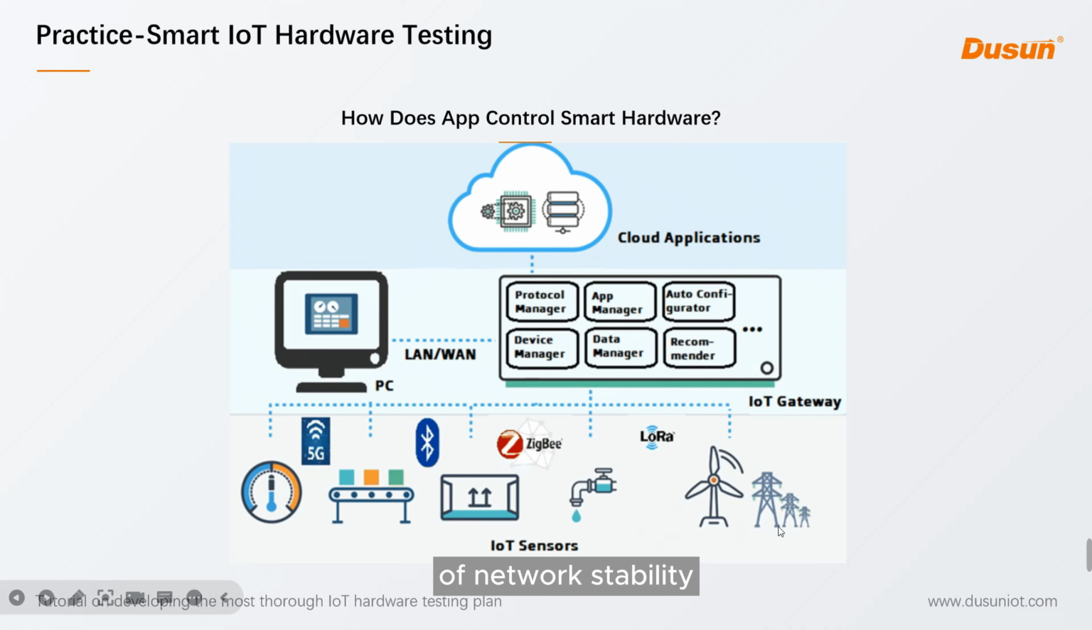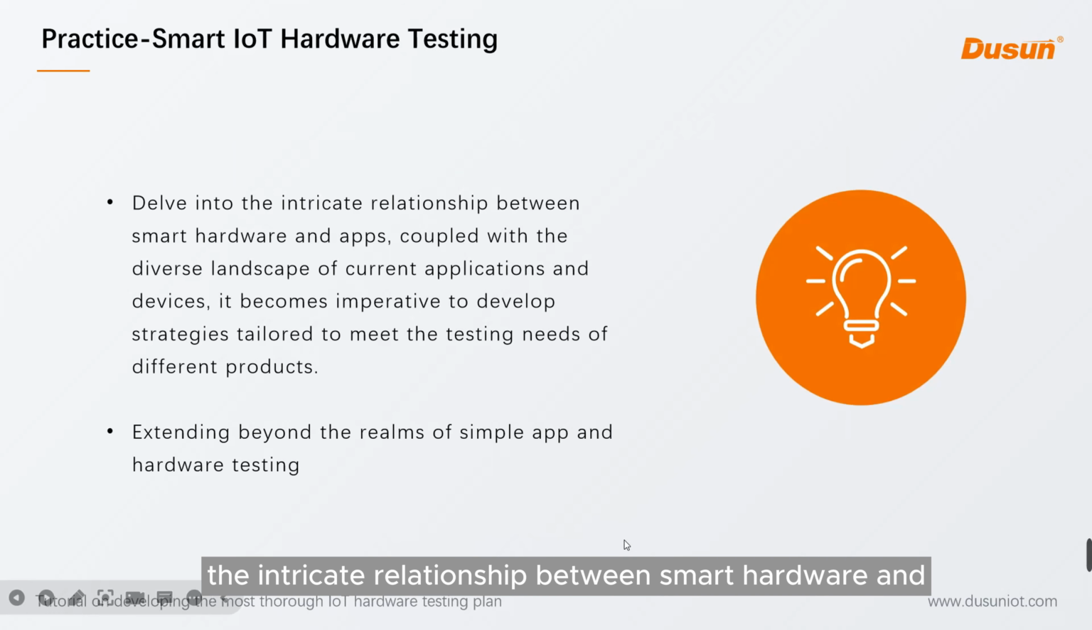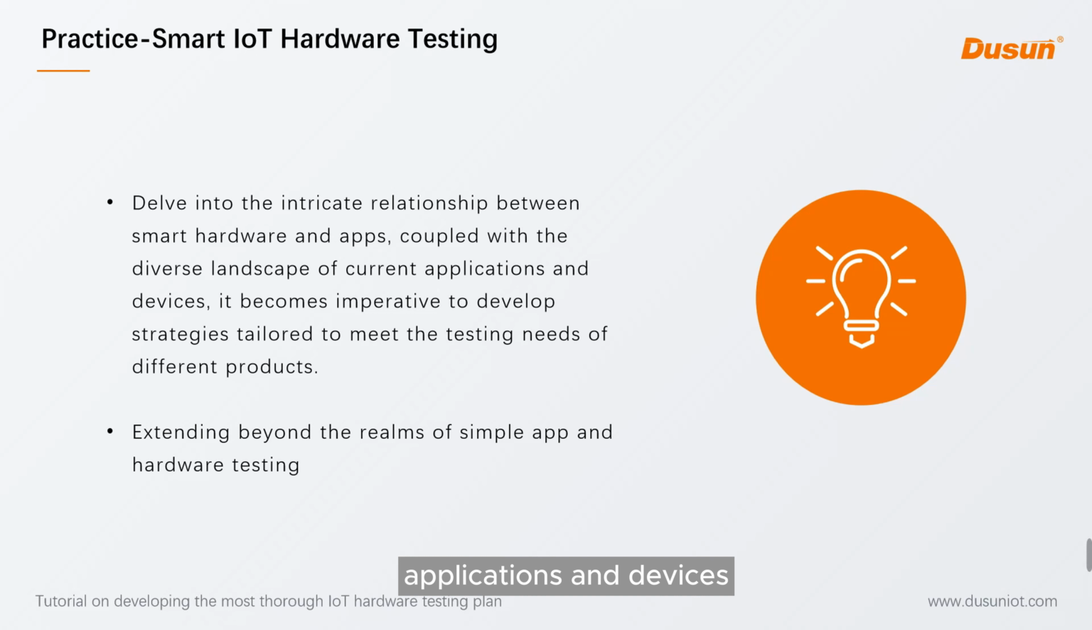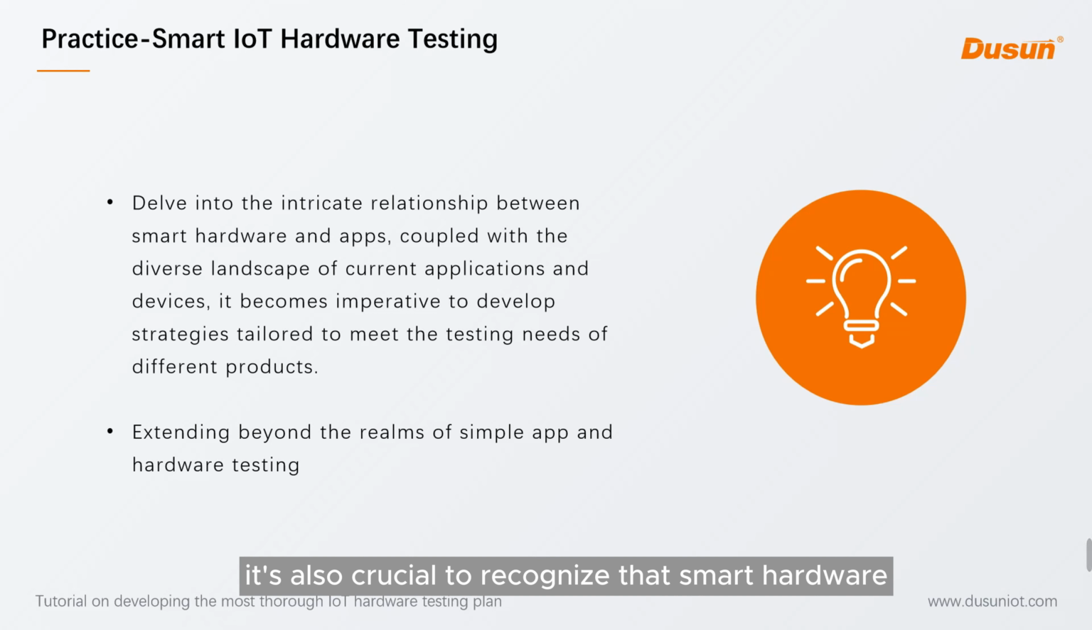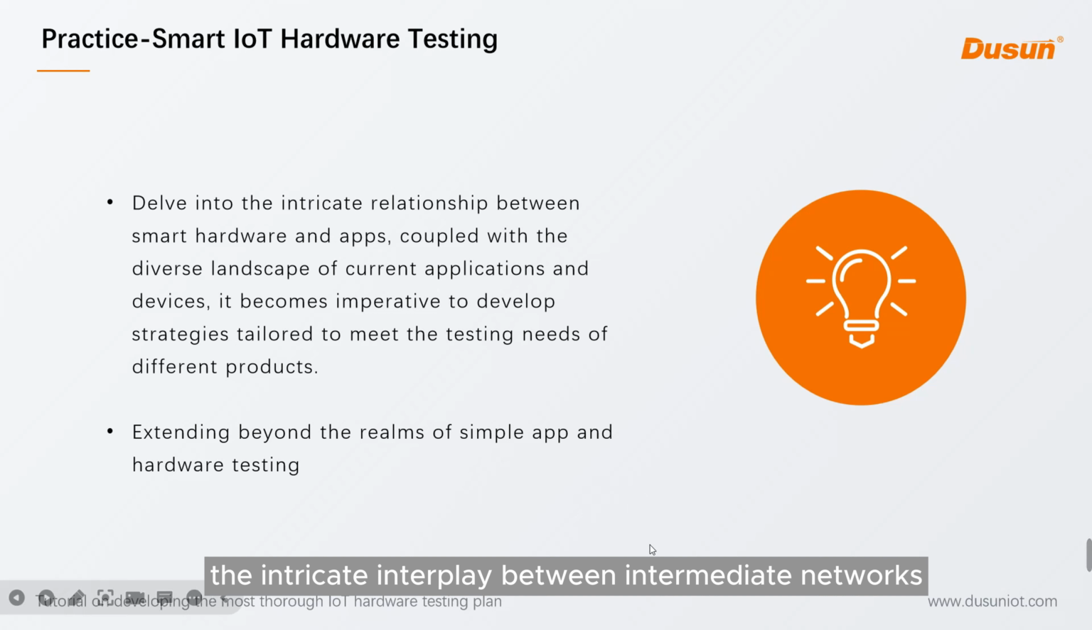As we delve into the intricate relationship between smart hardware and apps, coupled with the diverse landscape of current applications and devices, it becomes imperative to develop strategies tailored to meet the testing needs of different products. It's also crucial to recognize that smart hardware extends beyond the mere fusion of software and hardware. It encompasses the intricate interplay between intermediate networks and the cloud.